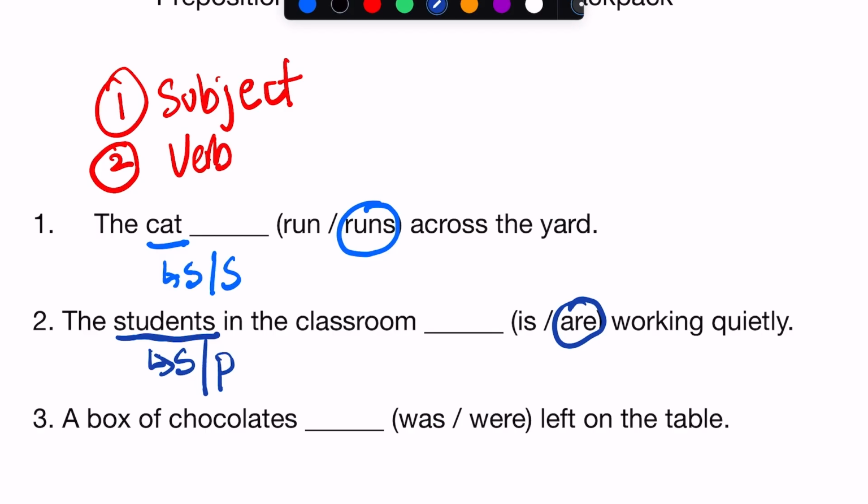Last one, the box of chocolates was/were left on the table. The subject here is box, singular, and therefore was is the correct answer. If it was plural, then were would be the correct answer. But in this case, was is the correct answer because it is a singular subject, because we ignore the chocolates part.